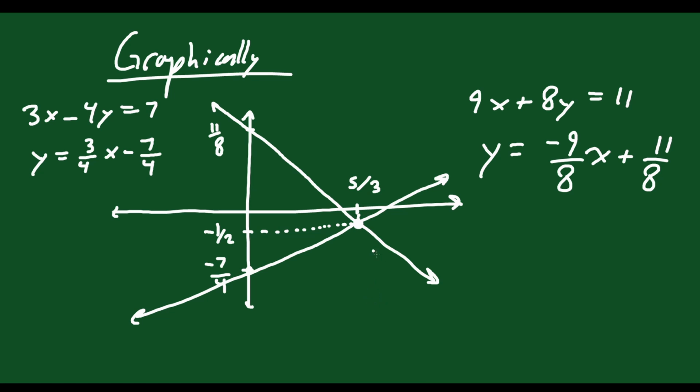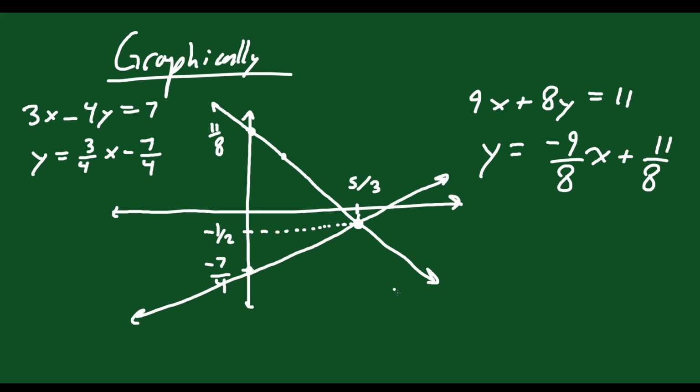Just like that. So if you graph this properly, you put your y-intercept and then you find the next point using the slope. So for this one, you go down 9 over 8, down 9 over 8, connect those points with a line, and do the same thing for this one. You can see where they end up crossing, and you should get a fairly accurate answer: 5/3 and negative a half.